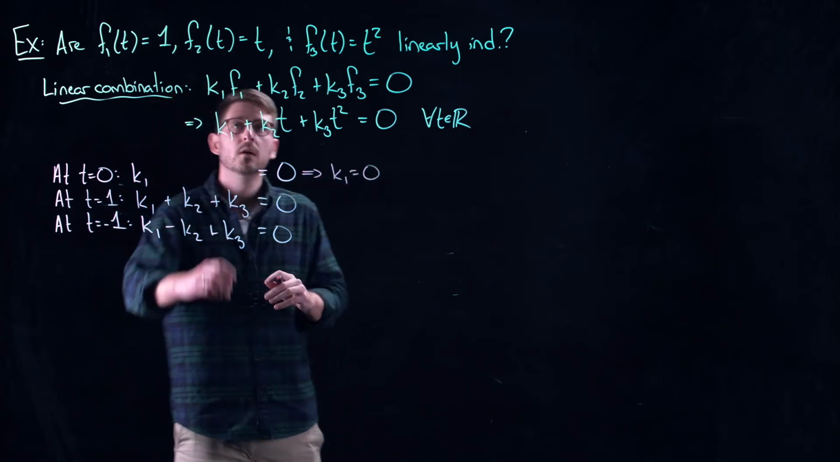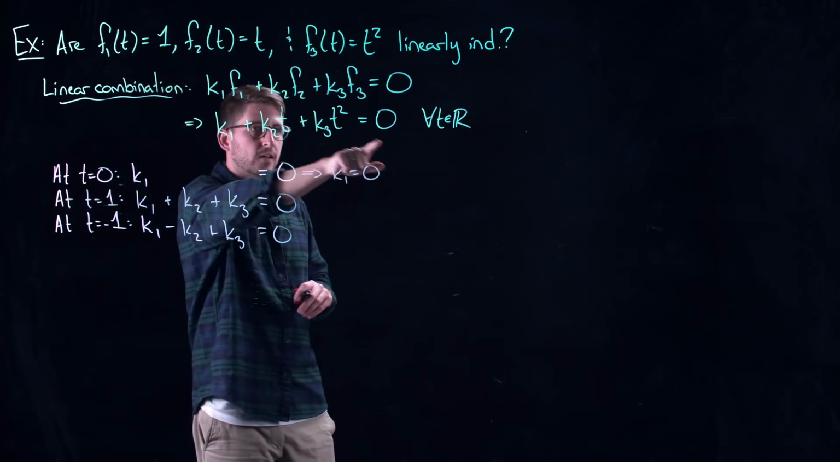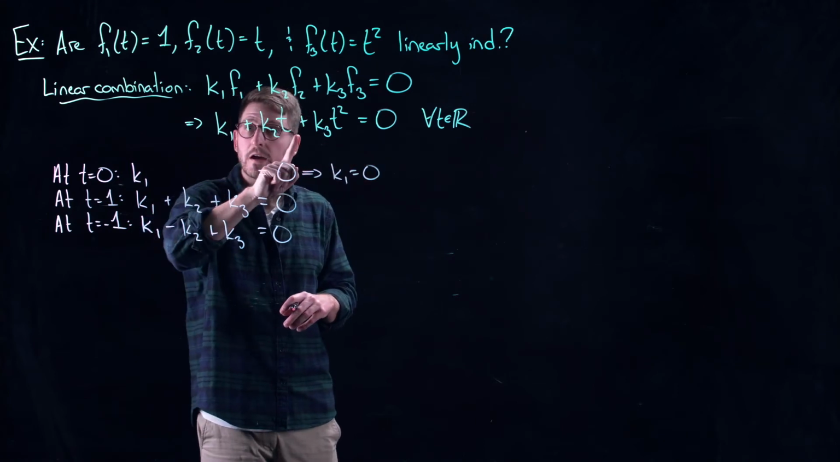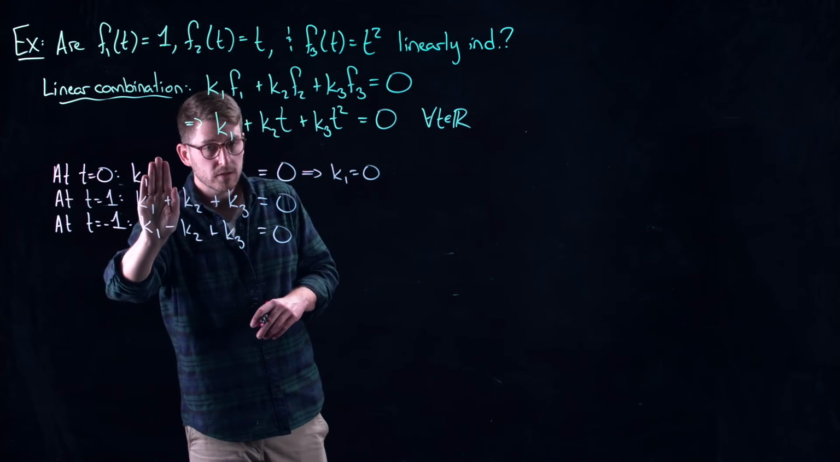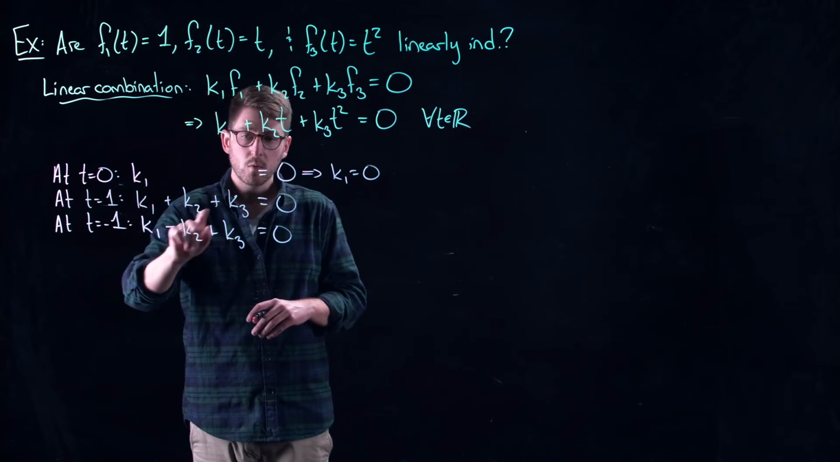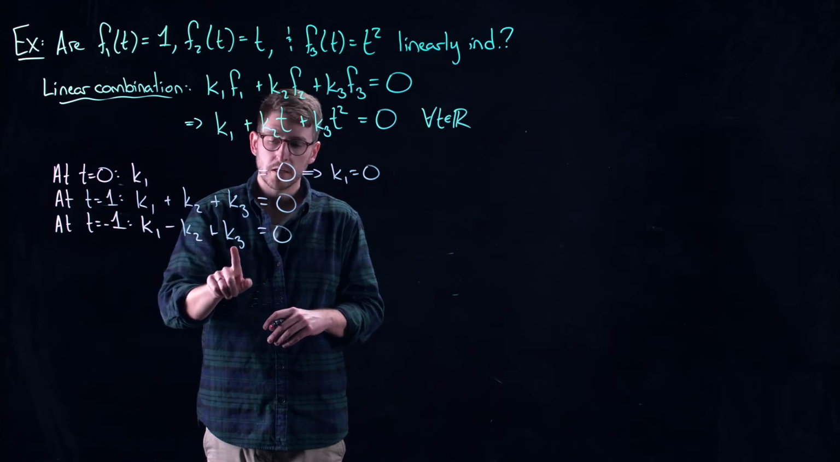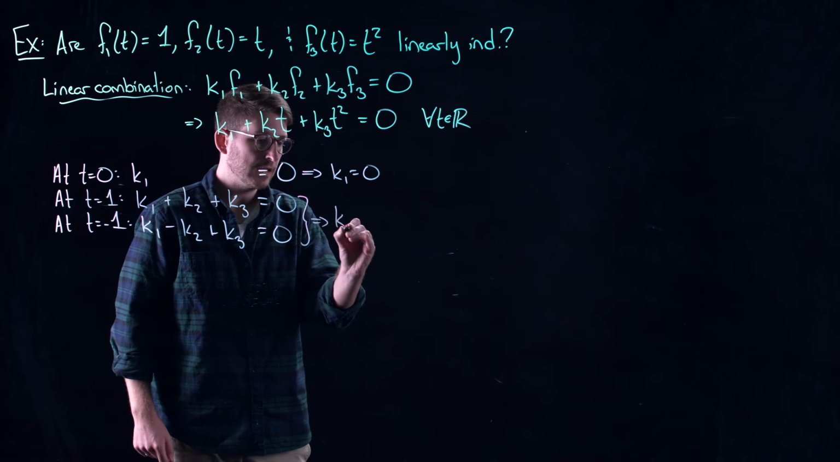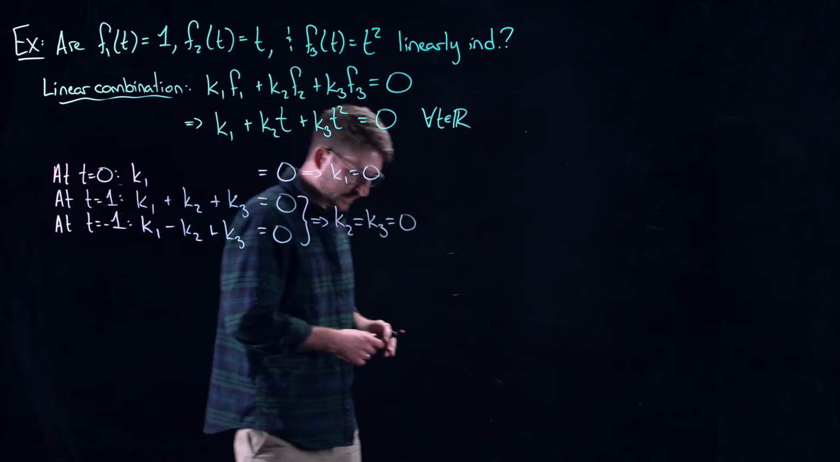Okay, so f1 is not contributing to this linear combination. The only way this is going to be true for every single value of t is if k1 is equal to 0. But that gets rid of everything here, and I get k2 plus k3 is equal to 0, and minus k2 plus k3 is equal to 0. Both of these give you that k2 and k3 have to be equal to 0.